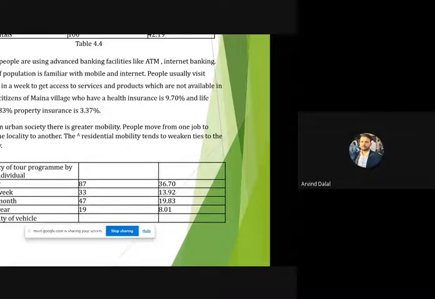And the next one is the availability of vehicles. 162 families have a motorcycle, car and jeep 31, tractor 28, and cycle 16. These kinds of vehicles they have in their houses nowadays. So these facilities were thought to be only available in urban areas, but we can see that they are available in rural areas also.